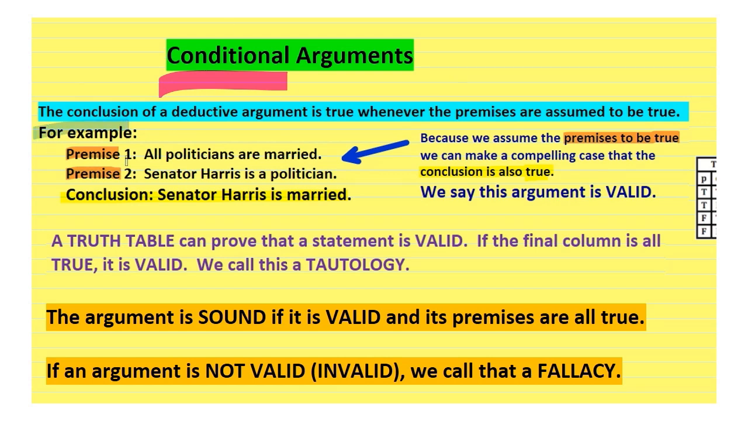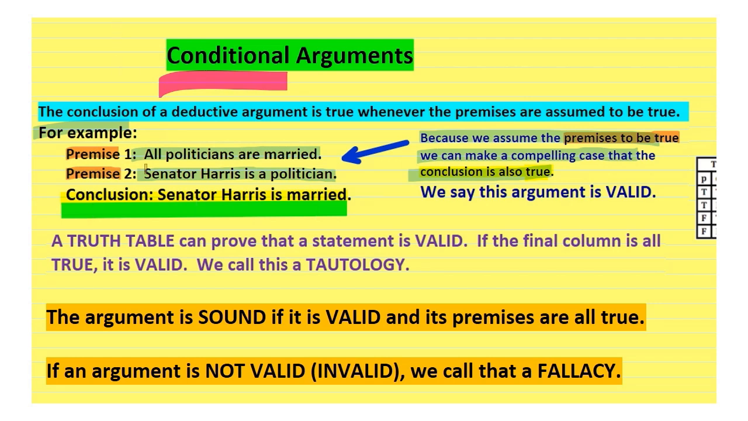For example, we have two premises here. We have all politicians are married. We also have Senator Harris is a politician. And because we assume these premises to be true, we can make a compelling case that the conclusion is also true. And our conclusion says that Senator Harris is married. So if all politicians are married and Senator Harris is a politician, then we can make the valid argument that Senator Harris is also married.